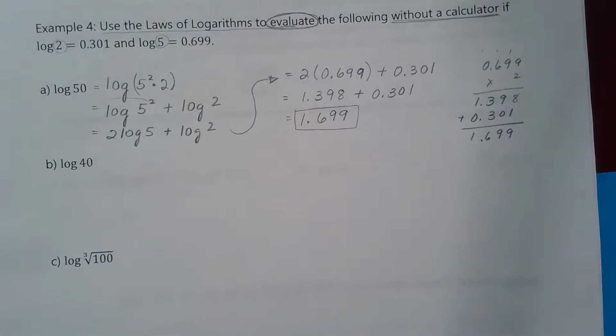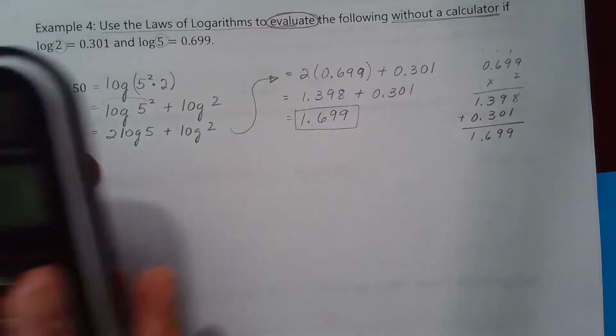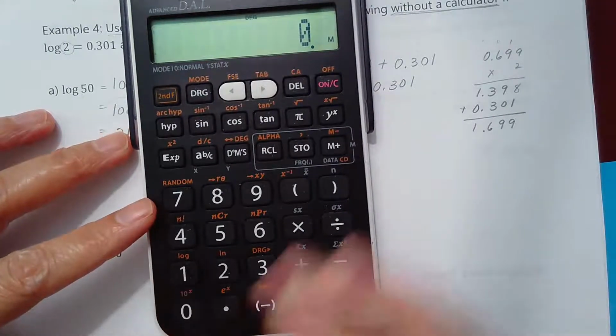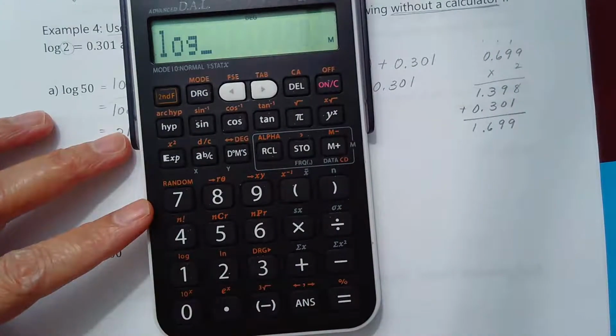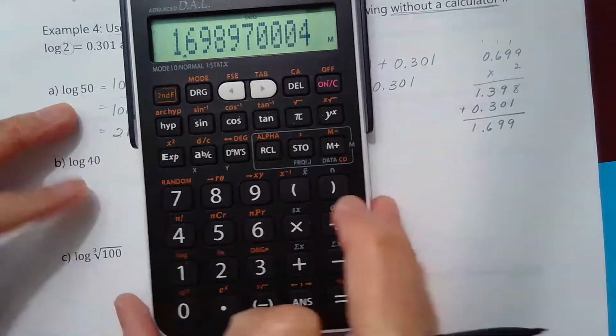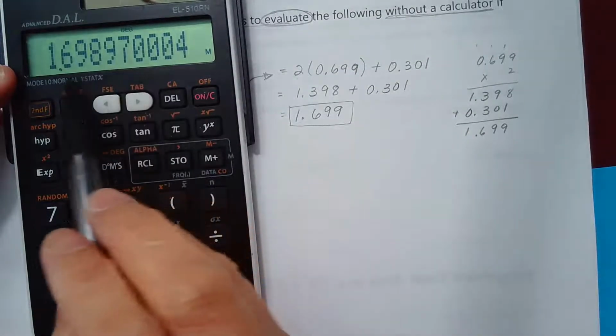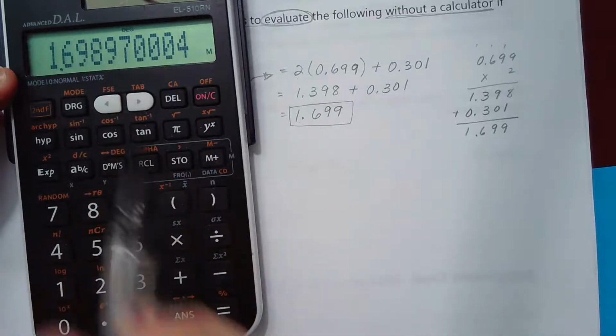Now, I know it says without a calculator. I'm actually just going to double check my work in here. Log, where's my log button? Oh, there it is. Log button. Log of 50. Oh, there you go. Super, super close. I got 1.699 and I got log of 50. I typed it into the calculator just to check.